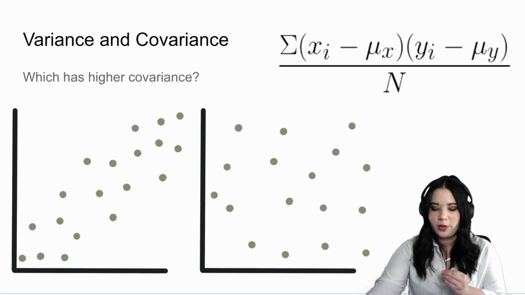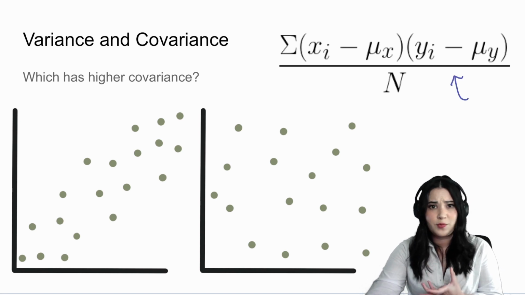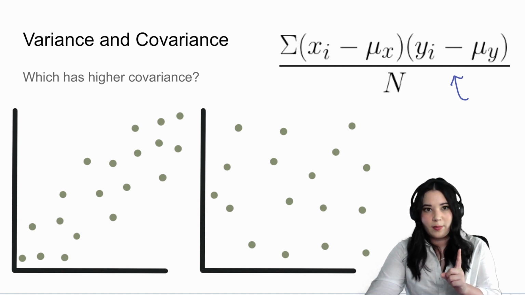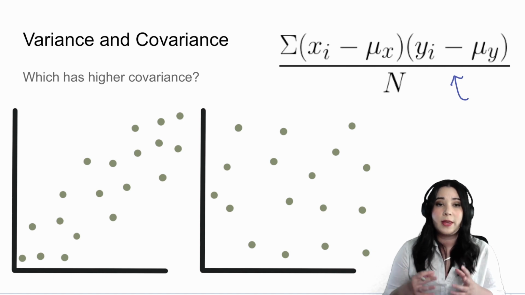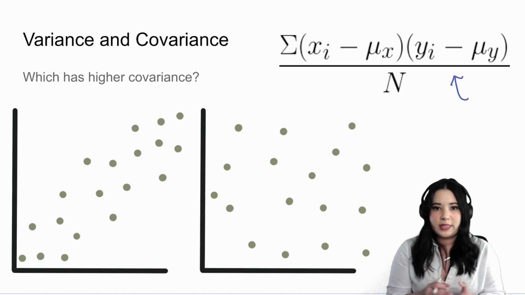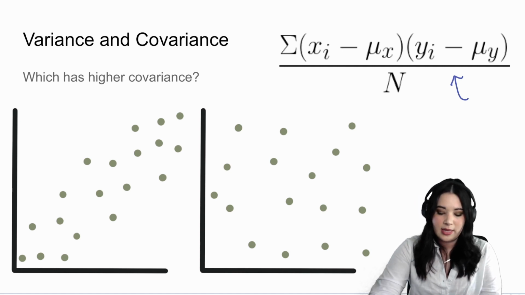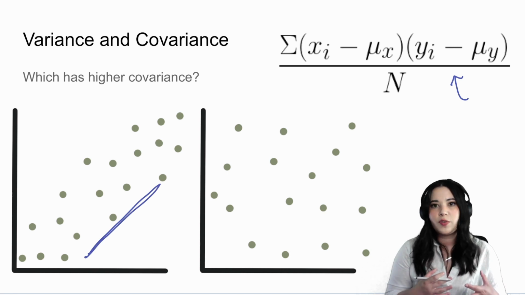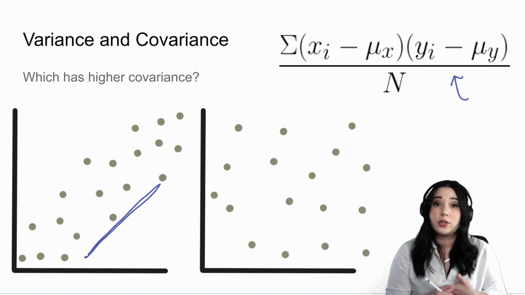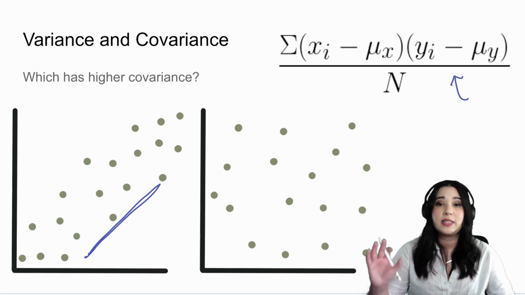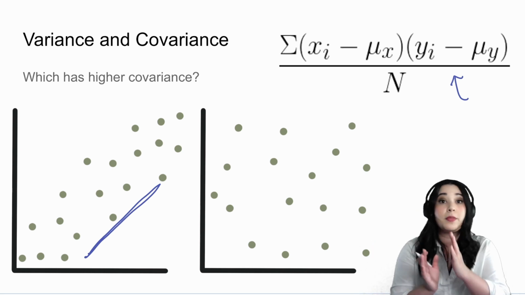Covariance is very similar, and actually you might recognize how similar this formula is to the variance formula. Covariance, instead of just a single variable, is looking at two variables, and covariance is a measure of whether or not they move together, and how strongly they move together. For instance, when we look at these two graphs, we can see that this graph has higher covariance. These two variables move together a lot more strongly than the ones in the right-hand graph. So again, higher covariance means a stronger relationship. When one goes up, the other goes up.